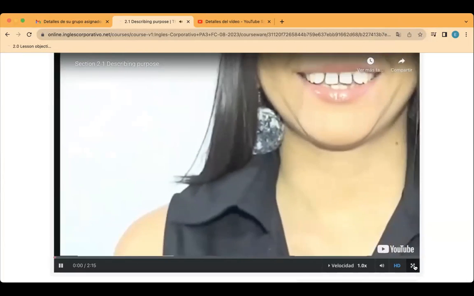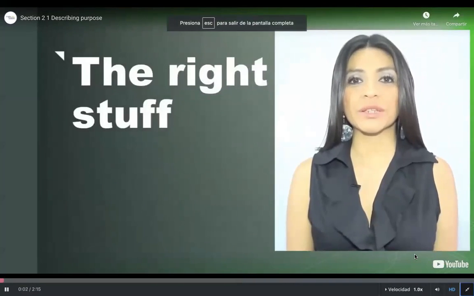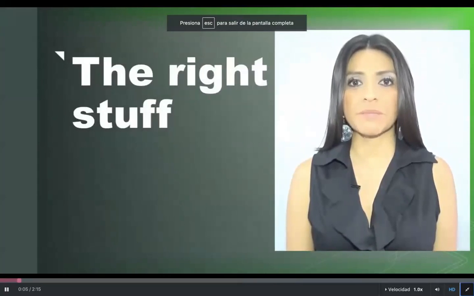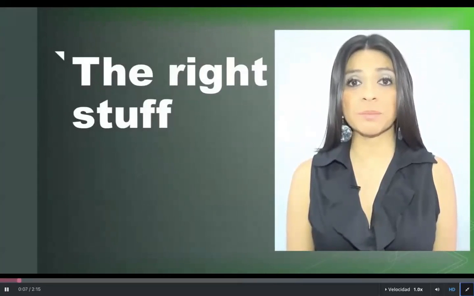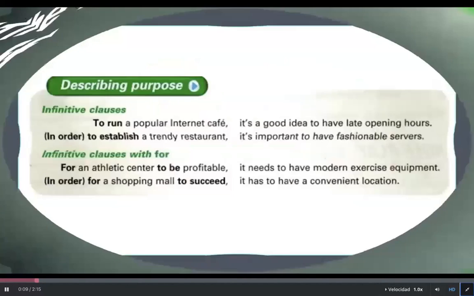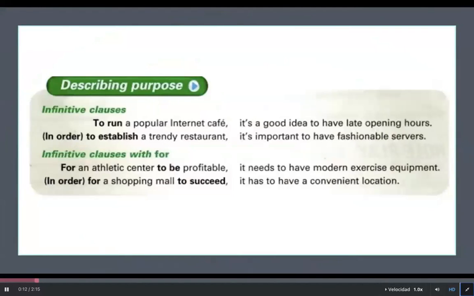things. Hi, for you to be fluent in English, you need to keep up with all the lessons. So stay and learn how to describe purpose using infinitive clauses. Describing purpose. Infinitive clauses. To run a popular internet cafe, it's a good idea to have late opening hours. To establish a trendy restaurant, it's important to have fashionable servers. In order to establish a trendy restaurant, it's important to have fashionable servers.